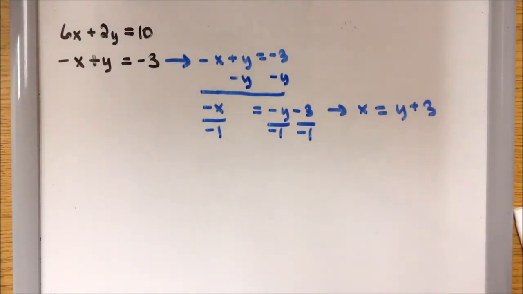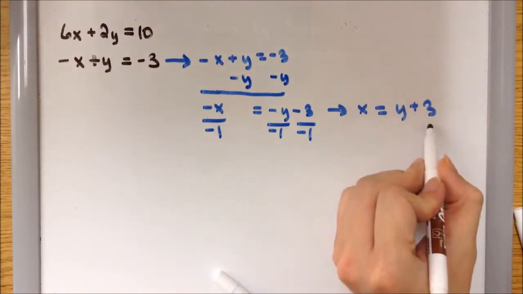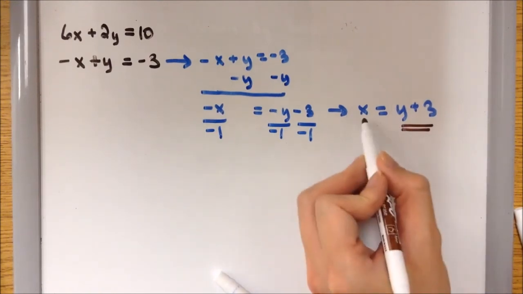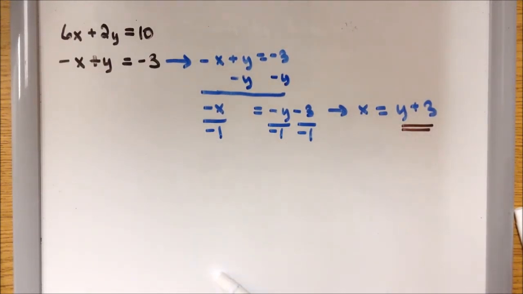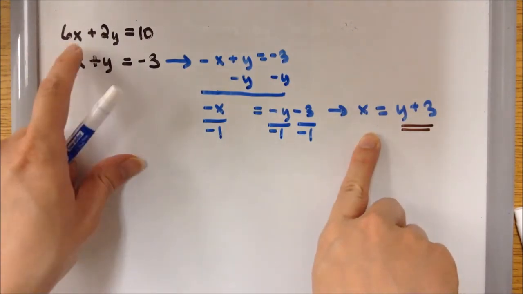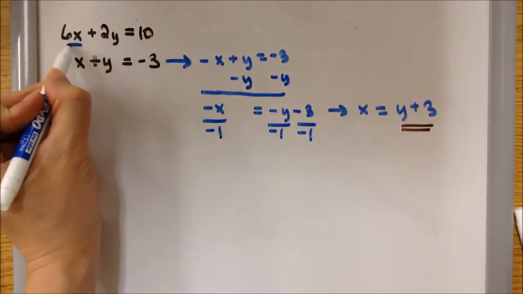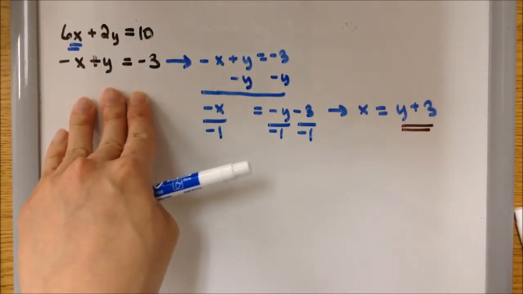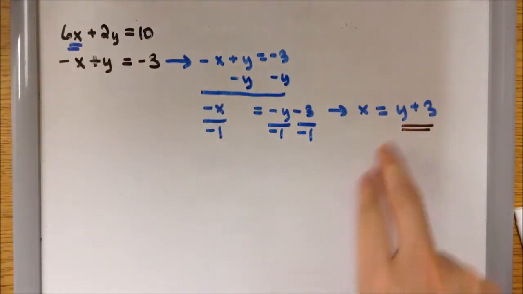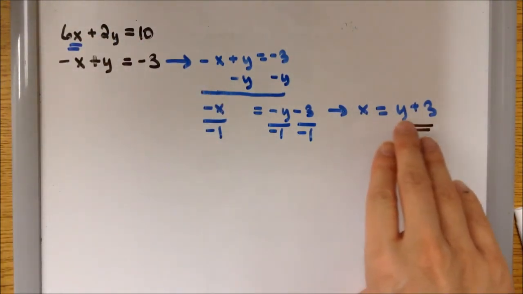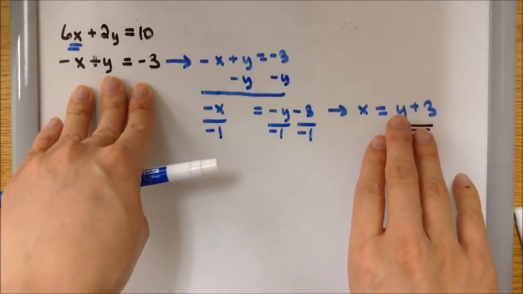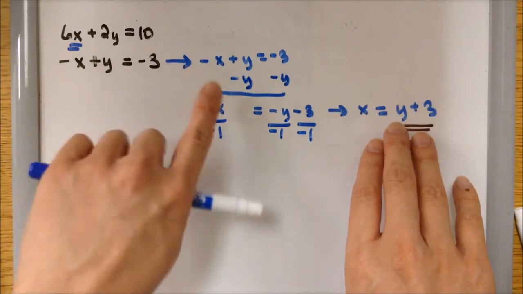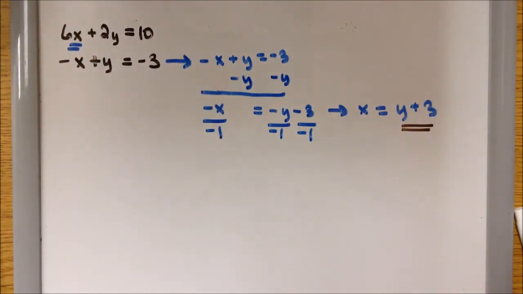So what we're going to do is simply plug in the value of x, which is y plus 3. We're going to plug it into this x right here. Since x equals y plus 3 came from the second equation, we're going to plug it into the first equation. So again, x equals y plus 3 came from the second one, so therefore we're going to substitute or plug it into the first equation.